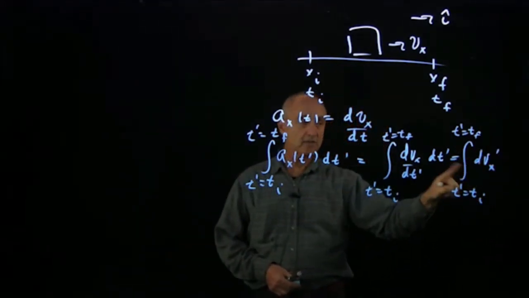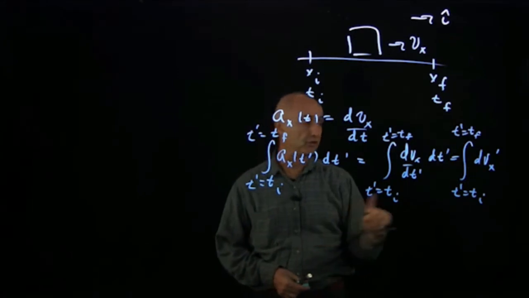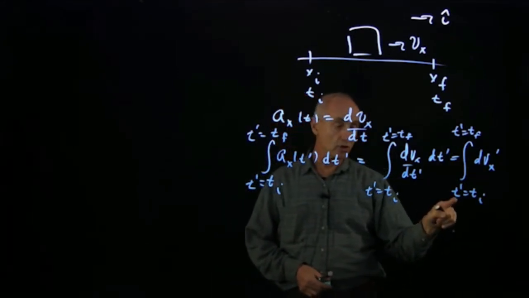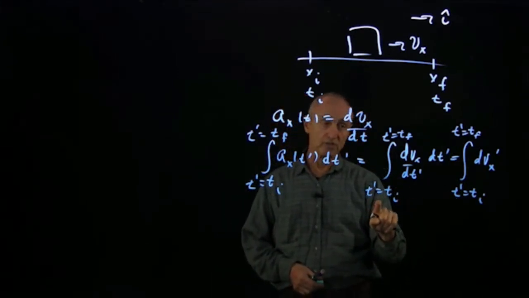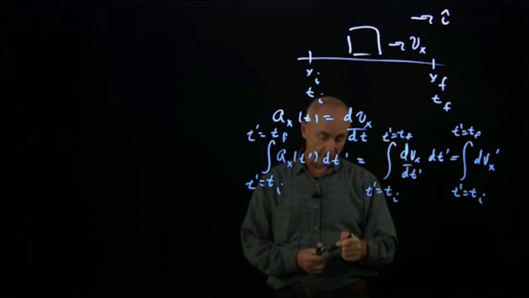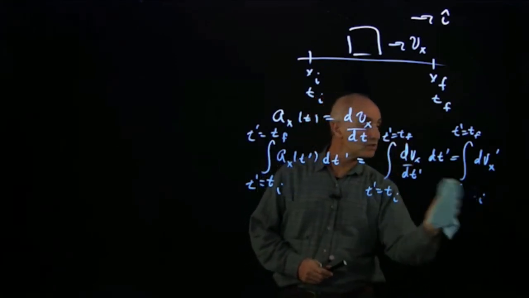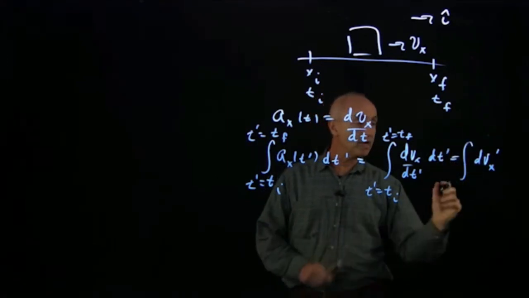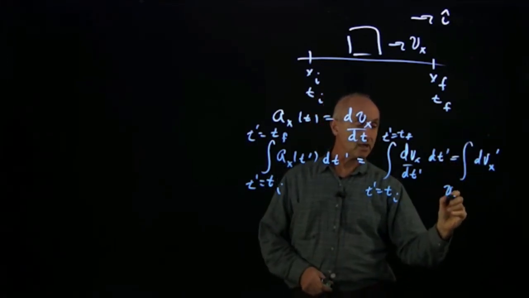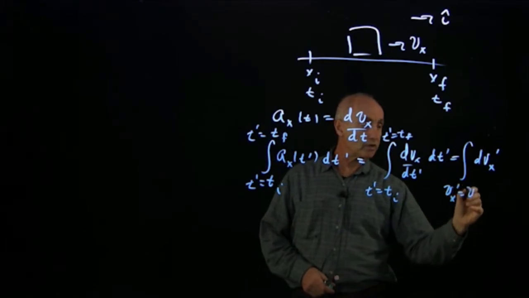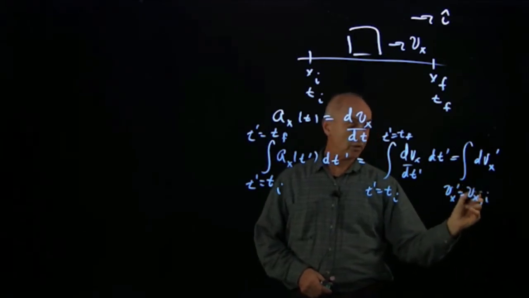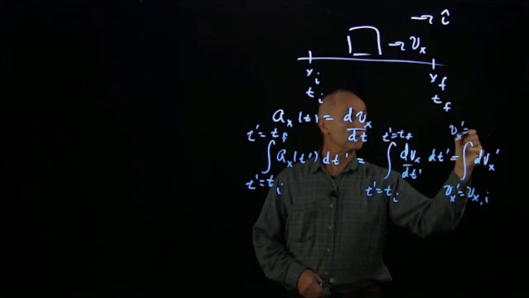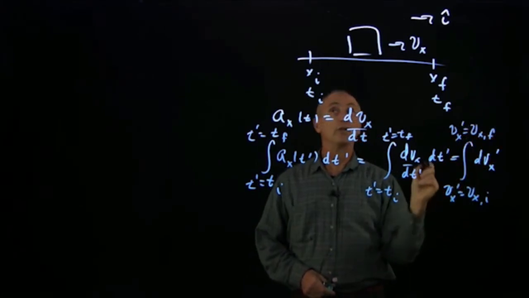Now notice we've done a change of variables in the integration. So instead of now talking about the endpoints of the integral from t prime equals t initial to t final, what we're doing is we've changed our integration variable. And so what we have is the velocity integration variable is going from some initial value, and that integration variable is going to some final value.